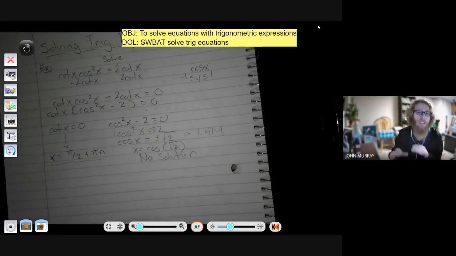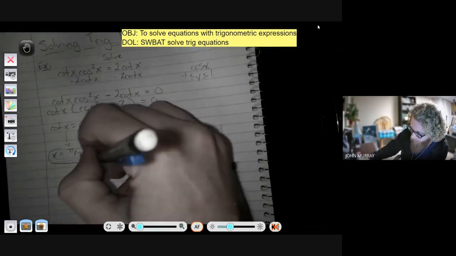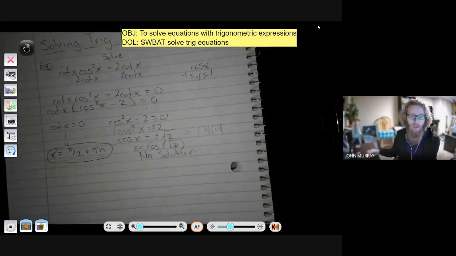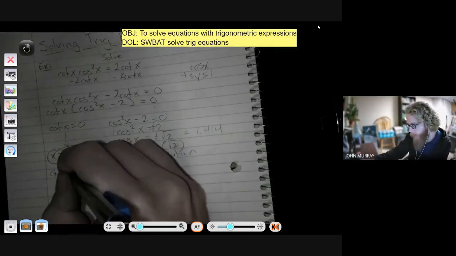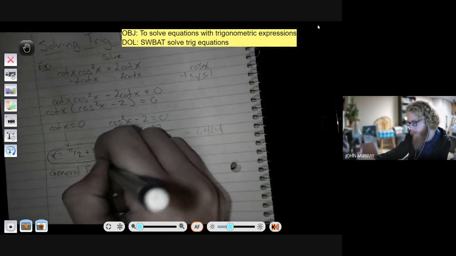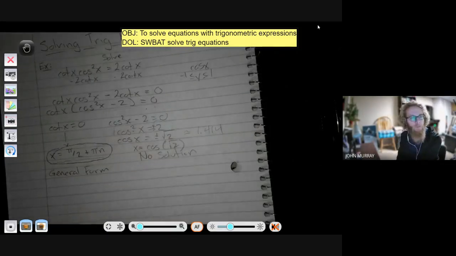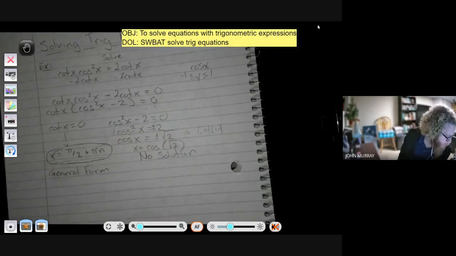But be careful. That doesn't mean the final equation doesn't have a solution. We already found out half of it. And that happens to be our only solution. So pi over 2 plus pi n. And again, this is known as the general form. All right, so we may use factoring as a tool to help us solve.